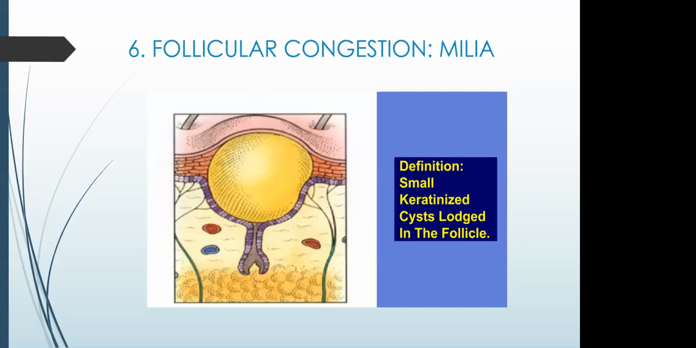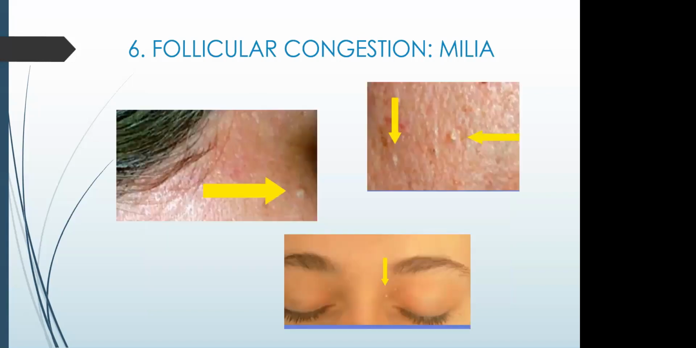Milia are usually common around the eye and on the forehead. Here are some examples, and they don't extract very easily. To extract them, you would need to use a needle or get them lanced to be able to extract them. Don't do this to yourself.